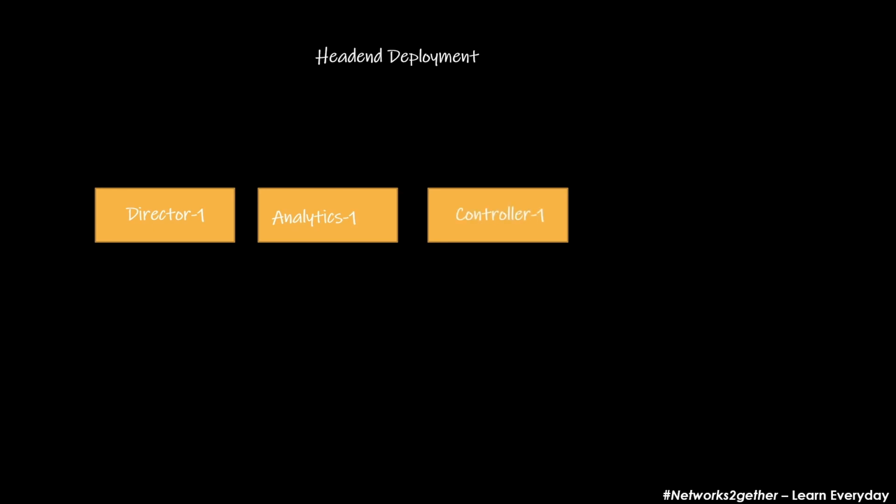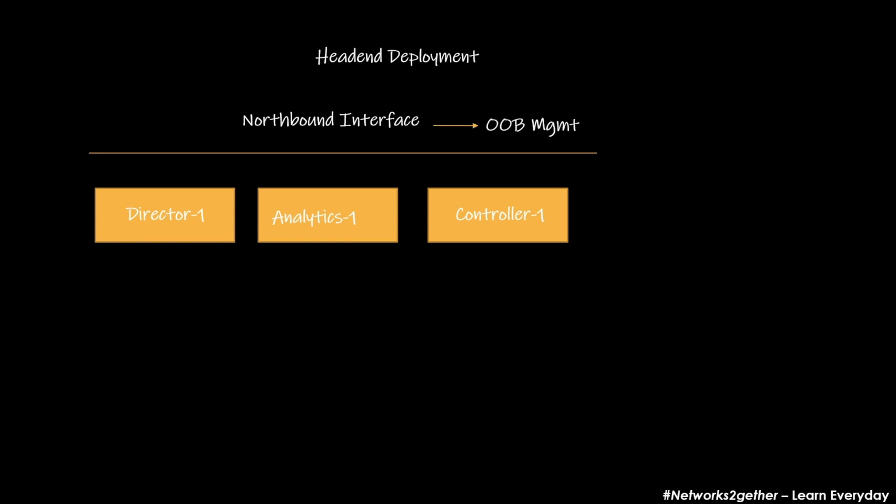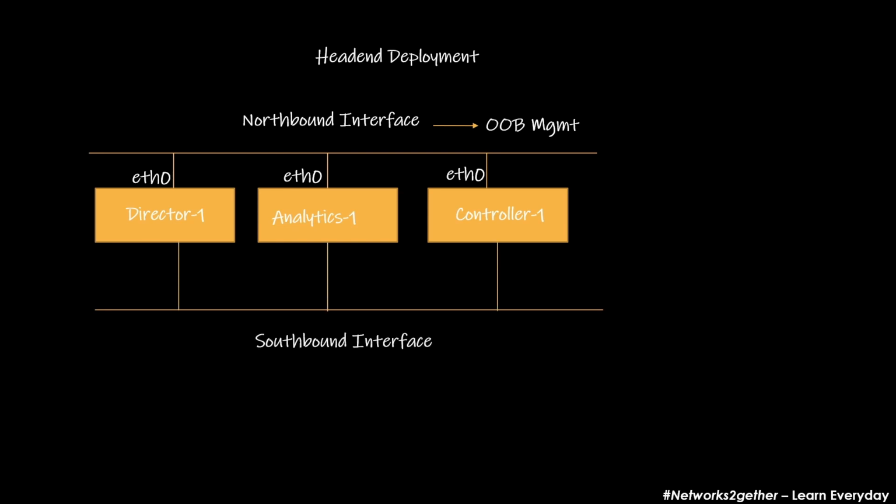Now, there are different types of interfaces. First, we'll start with the northbound interface, which is used for out-of-band management. We will configure the Ethernet 0 interface for that on each component. We will similarly configure the southbound interface, and we'll use Ethernet 1 for that.